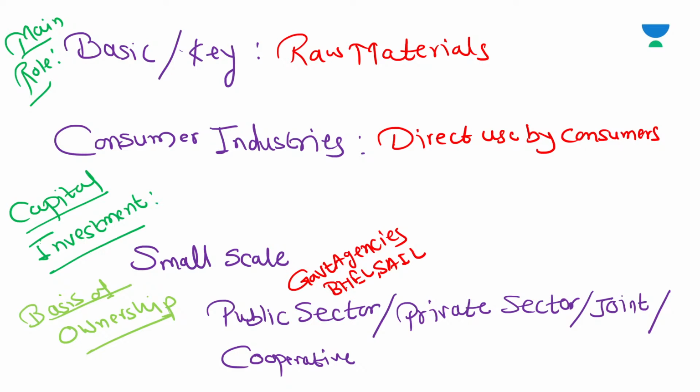Then private sector industries are owned and operated by individuals or groups of individuals, like TISCO, Bajaj Auto Limited, Dabur Industries. These are the private sector industries.